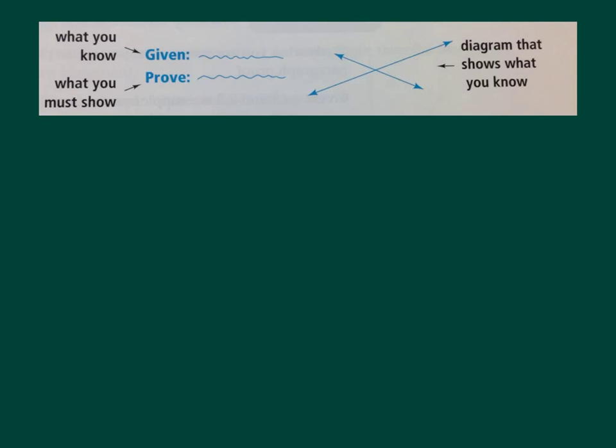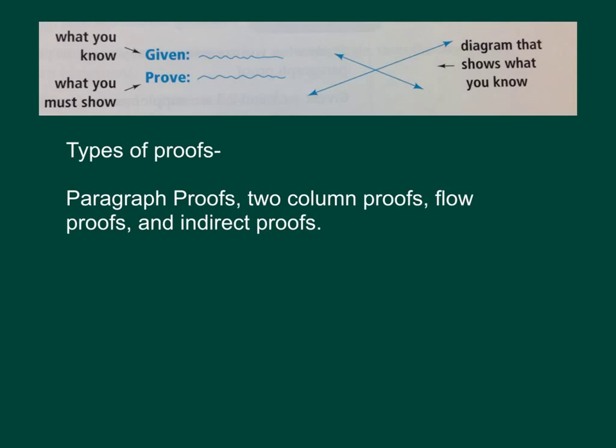This is what the start of every kind of proof is going to look like. We're going to look at 3 or 4 different kinds of proofs in this class. But every type of proof always starts with given information, which is what you know, and what you're trying to prove. And they will always have a diagram for every type of proof. The type of proofs we will be looking at in this class are paragraph proofs, 2-column proofs, flow proofs, and indirect proofs. You don't need to learn these yet.